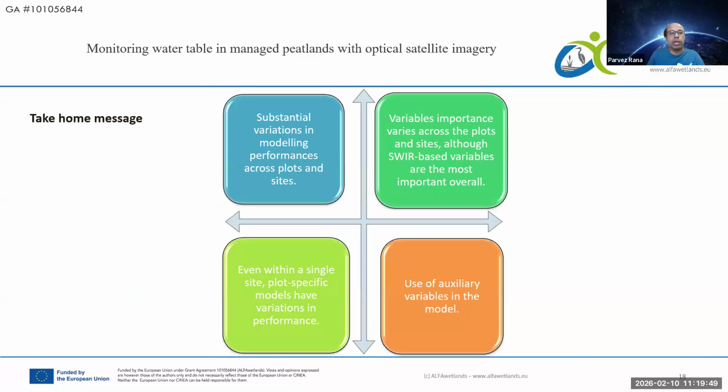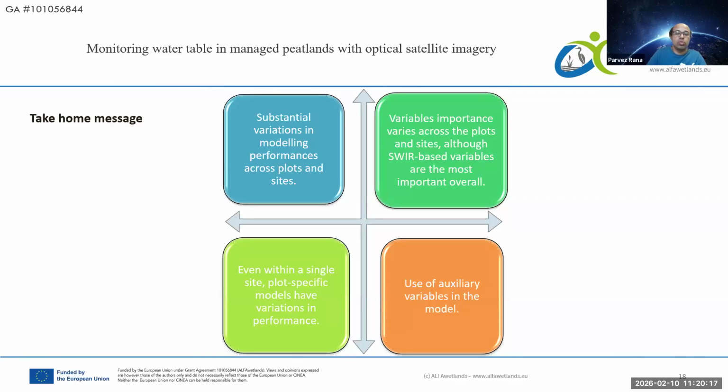So what is the take-home message from this water table monitoring? It means that we have variation in our modeling performance. For some sites we found that we have a good data set and they are working, but for some sites we found that the variation is so high and we have a small data set, so it is not sufficient for us. So that is one take-home message.